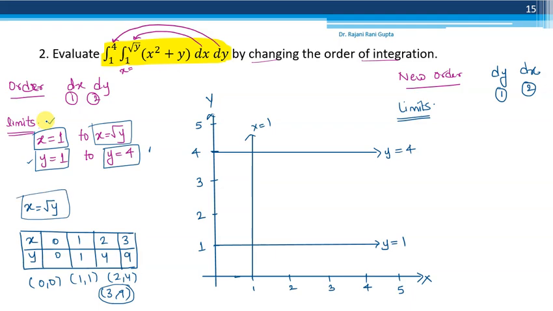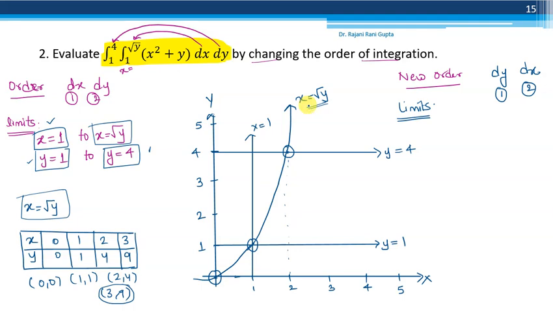Now to be done with this, x equal to root y. Here we have the point 0, 0. We have the point 1, 1. We have 2, 4. When x is 2, y is 4. It will be somewhere here. Let's join these points. So clearly this curve x equal to root y is not a straight line. It will be a curve.